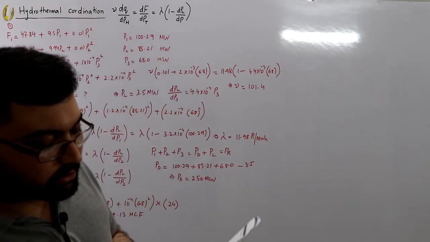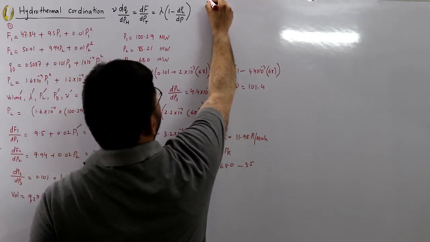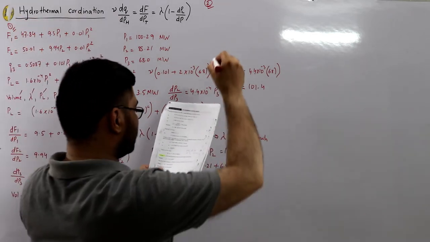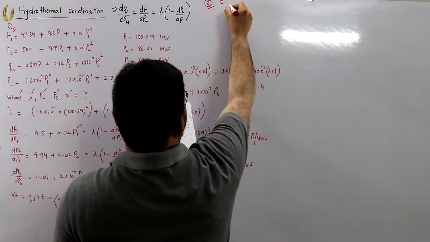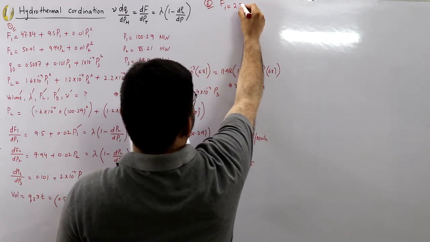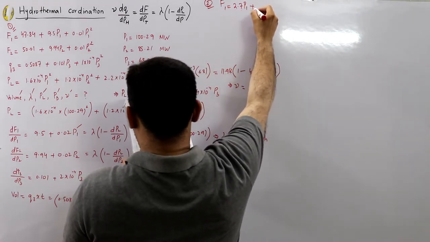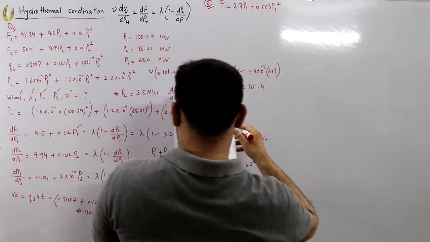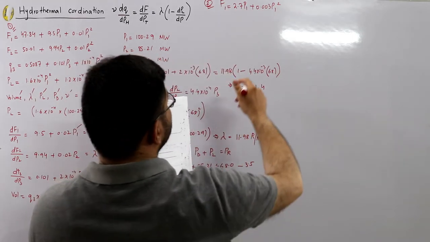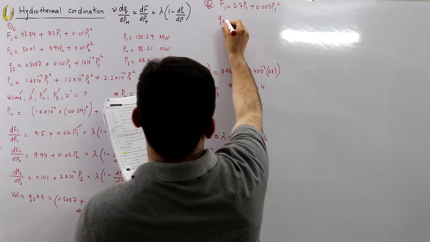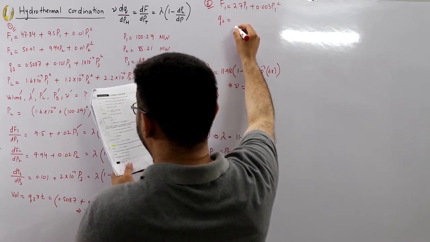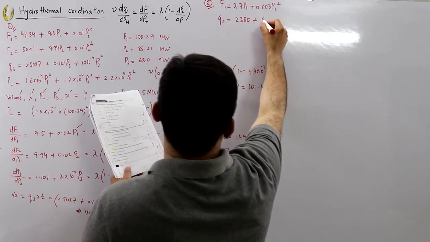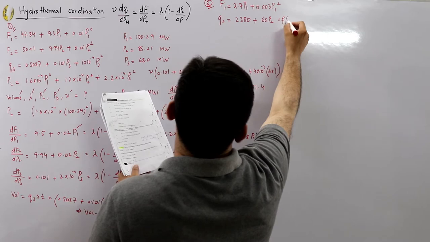A two plant hydrothermal system has the following characteristics. So we've got two plants now. So the first is a thermal power plant, which is given by F1, let's say, is 2.7 P1 plus 0.003 P1 squared, and then the discharge for the hydro is given by the relation Q2. So Q2 is 2380 plus 60 P2, and this is in cubic feet per second.